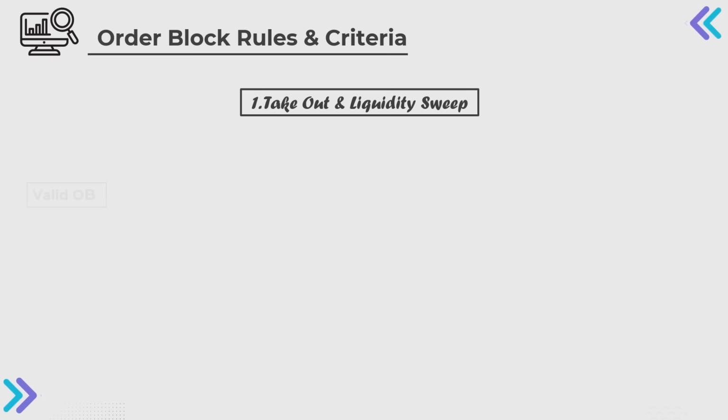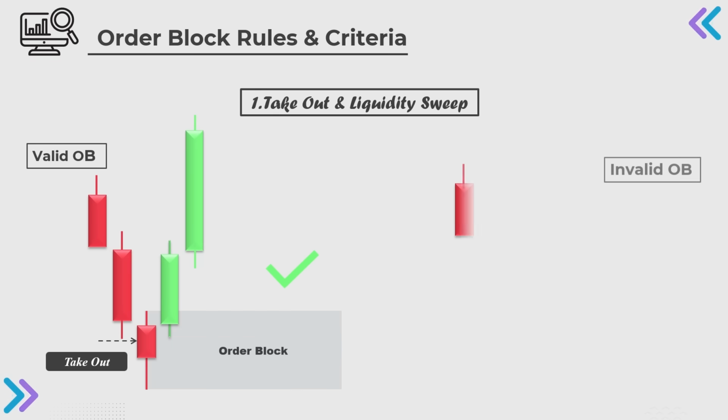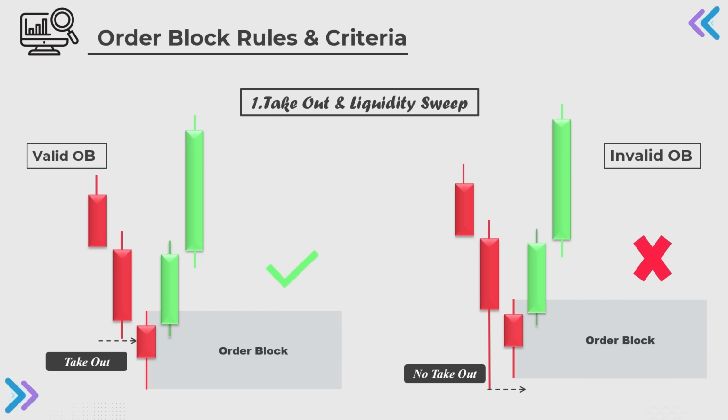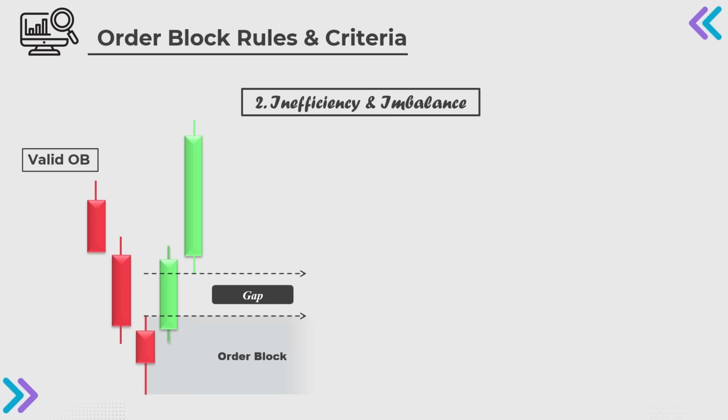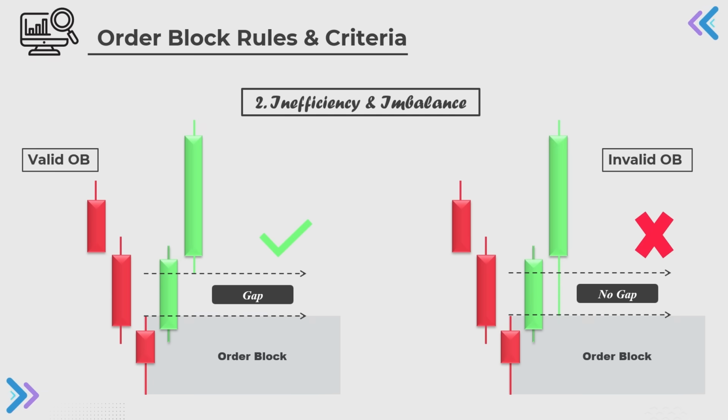Now let's see some of the most fundamental criteria and rules that we need to consider to identify valid order blocks. To have a confirmed and valid order block, first, the price must remove and sweep the liquidity above or below the previous candle to form a valid order block. Secondly, price must leave inefficiency behind and generate imbalance near the order block area. If there is no proper imbalance between the subsequent candles, then the identified order block cannot be considered valid.